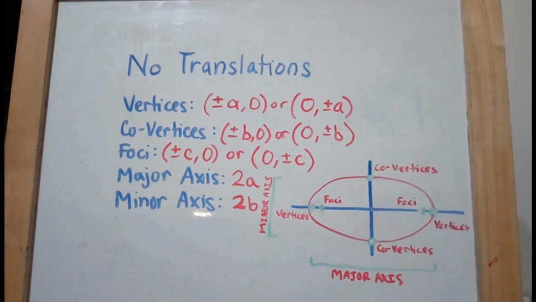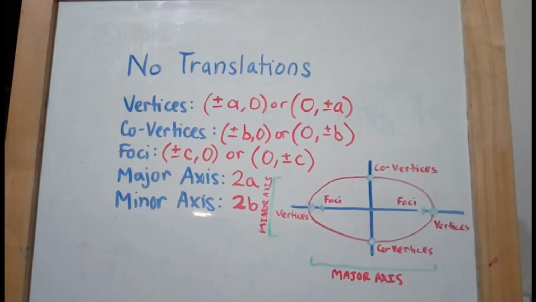First, when the ellipse is not translated on the graph, and the center is 0, 0, then the vertices will be plus or minus a, 0, or 0, plus or minus a. The foci will be plus or minus c, 0, or 0, plus or minus c. Then the covertices will be plus or minus b, 0, or 0, plus or minus b, but it is not always used or asked for quite as often.